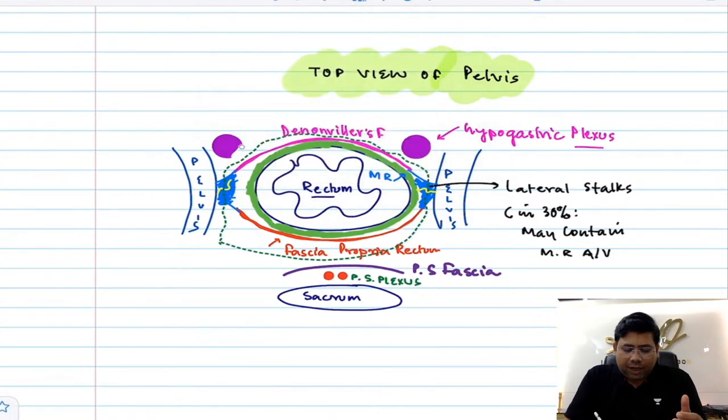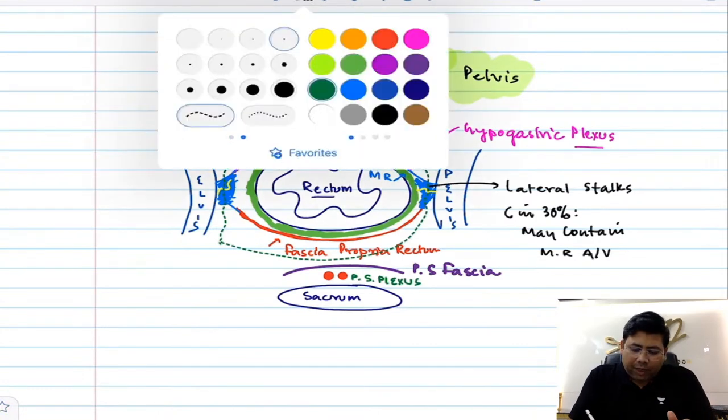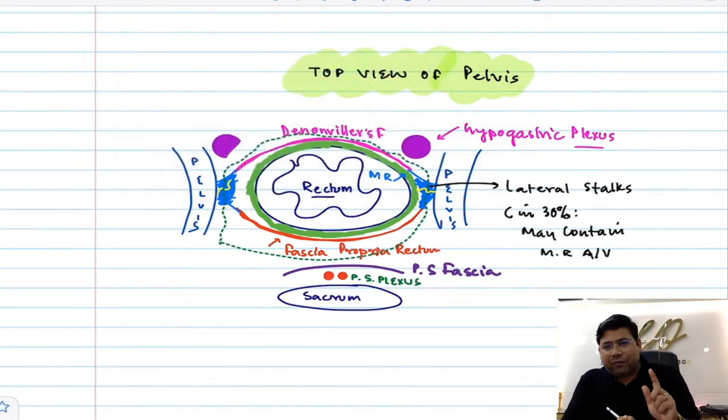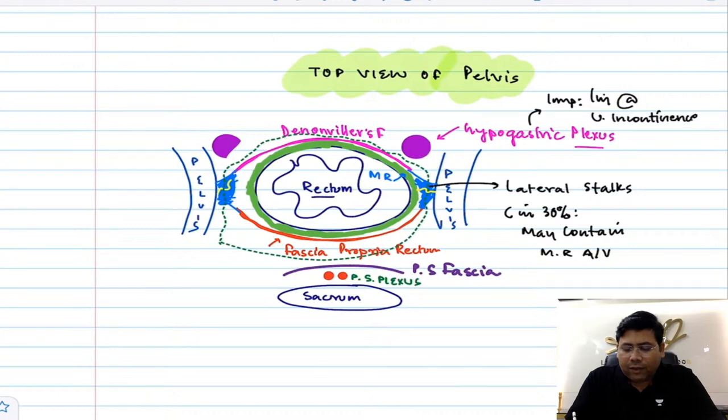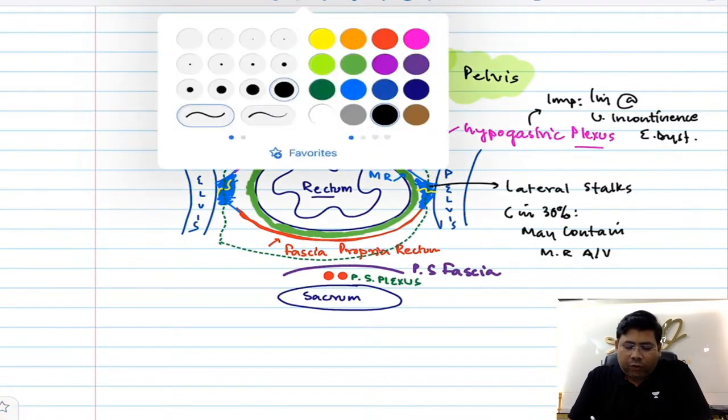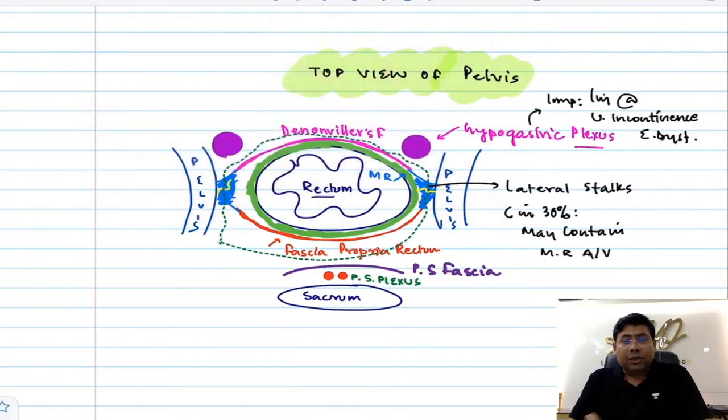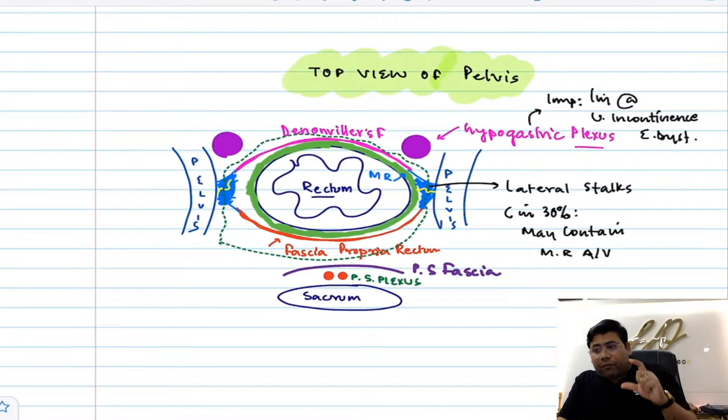while doing this surgery, you might damage a hypogastric plexus. Injury to hypogastric plexus will cause you erectile dysfunction. That's acceptable. But there is also one very important thing, that is urinary incontinence. So the important thing is, injury to this hypogastric plexus results in urinary incontinence, and along with that, erectile dysfunction. Are you getting? So this is very important for you to understand the importance of identifying the proper fascial planes.